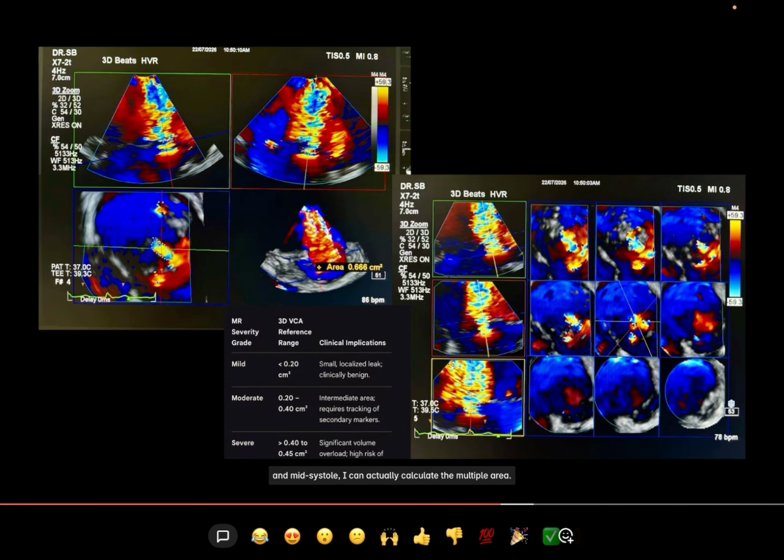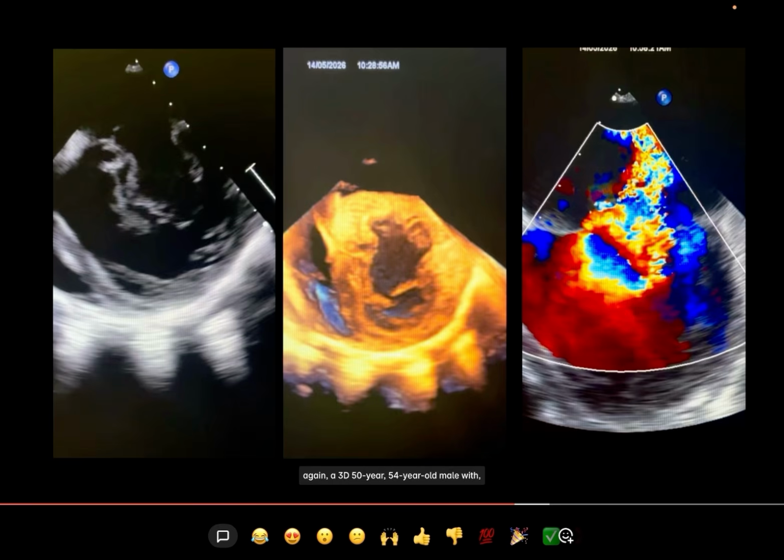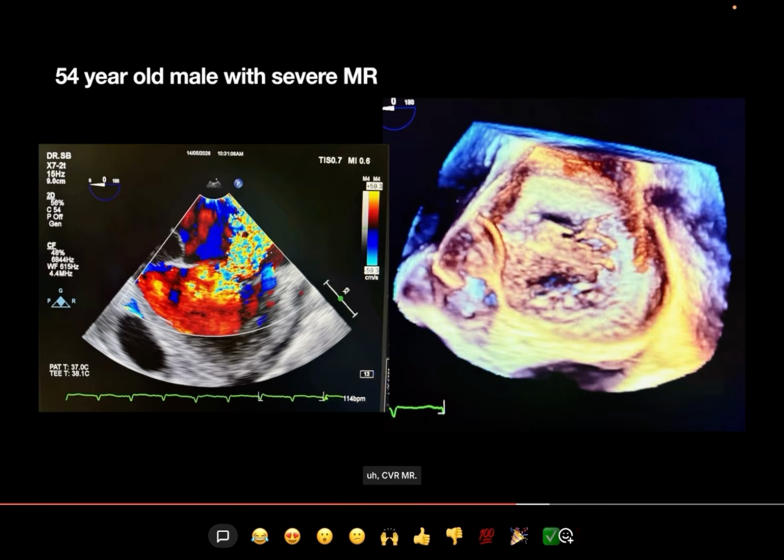And in mid-systole, I can actually calculate the area. In this case, the vena contracta area. In this case, it was 0.67 centimeter squared, which is a severe MR. So you can either use the multi-view or, on the right side, the multi-slice to calculate the 3D vena contracta area. So this is again a 54-year-old male with severe MR.